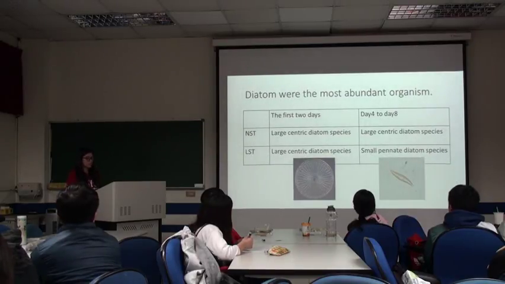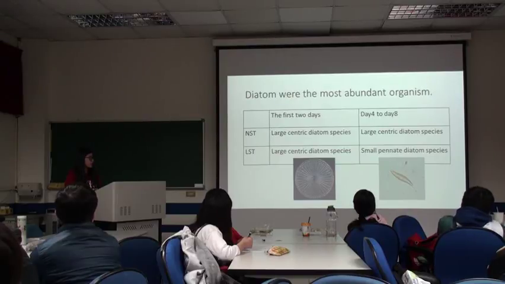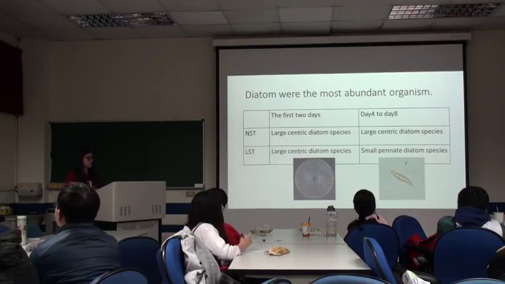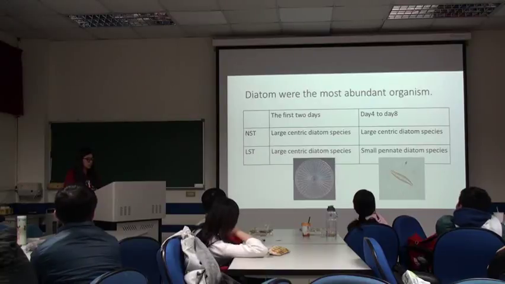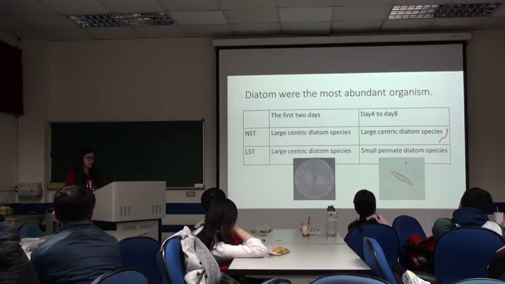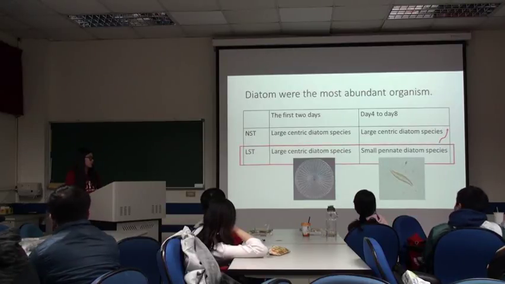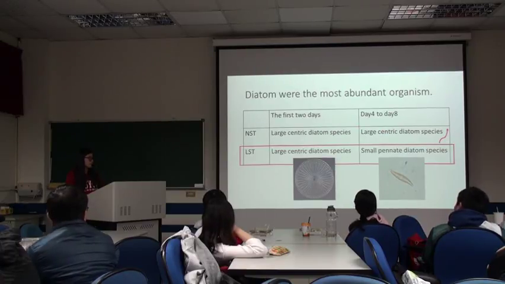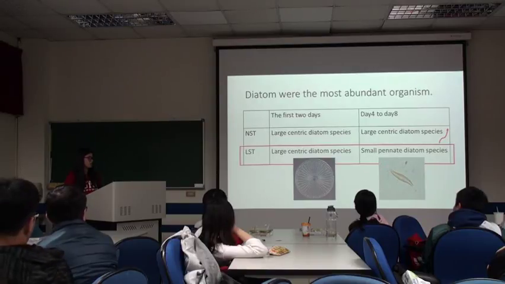And under the microscope, we discovered that diatoms were the most abundant organisms. In normal salinity treatment, the abundance of large centric diatoms continued to increase during the whole experiment. However, in low salinity treatment, we observed large centric diatom species during the first 2 days, but it changed to small pennate diatom species from day 4 to the 8th. And this is the large centric diatom, and this is the small pennate diatom.